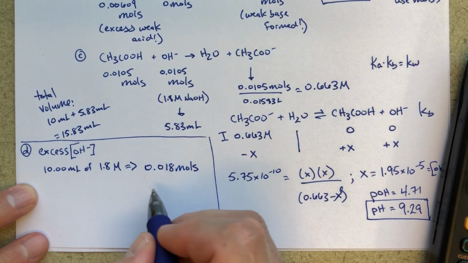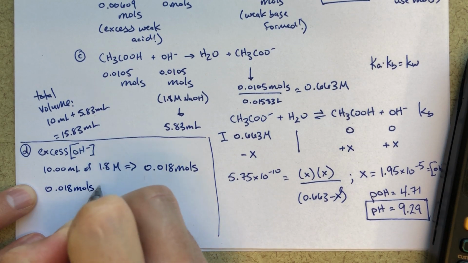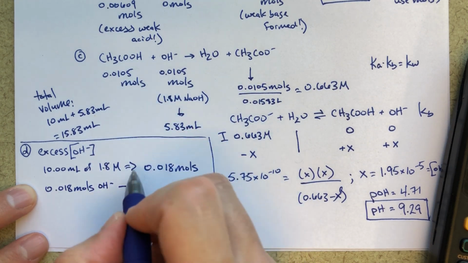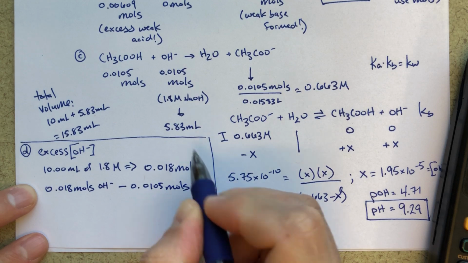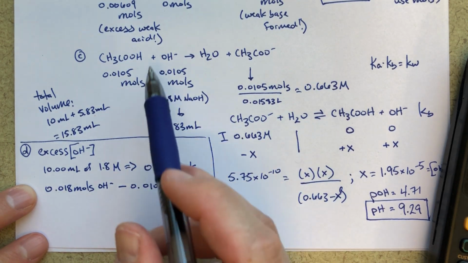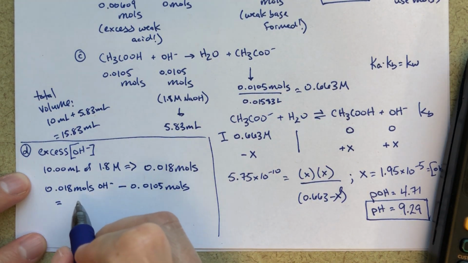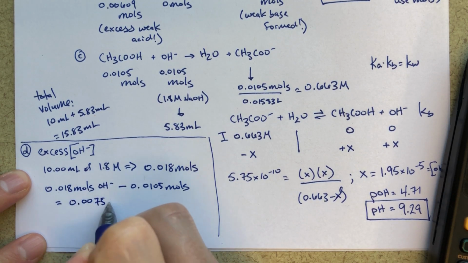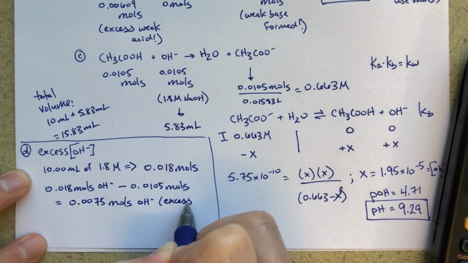And then what I'm going to do is subtract from the 0.018 moles OH minus the number of moles of acetic acid that you start with, 0.0105 moles. Because some of that OH minus is going to be consumed as it does this reaction to get to the equivalence point. And then whatever's left over, that's going to be our excess OH minus. That equals, that number I did write down, 0.0075 moles of OH minus, which is in excess.